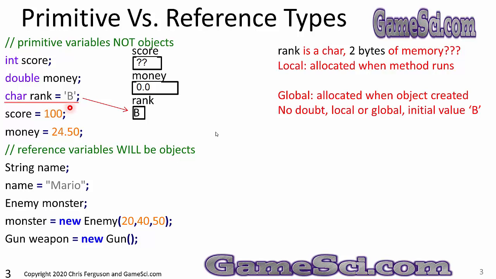Char rank equals single quote B end of single quote. Rank is a char, 2 bytes of memory. I put a question mark there. They're talking about making it 4 bytes of memory. I hope it stays 2 bytes, but that may become bigger in the future.